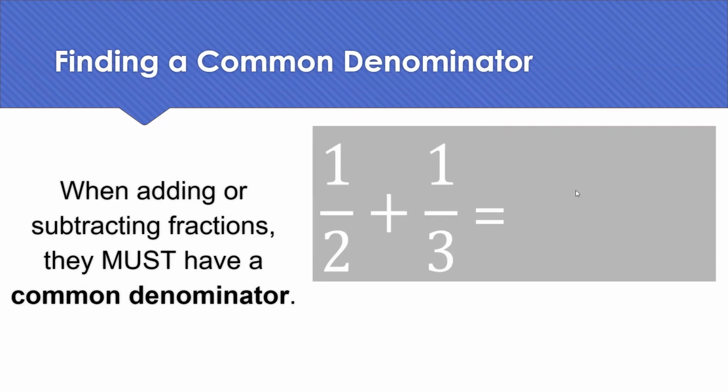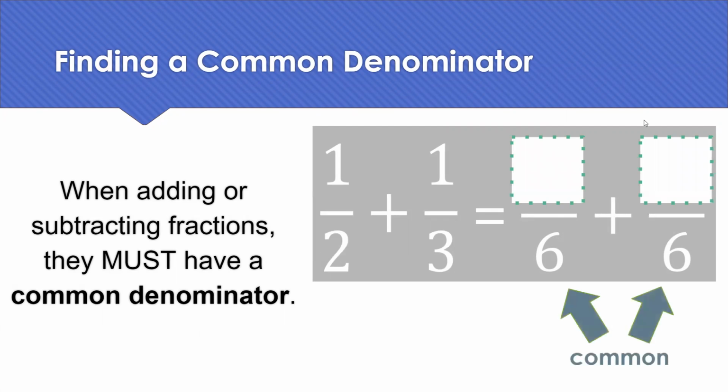When we're adding or subtracting fractions, they must have that common denominator. We just found that the least common multiple of 2 and 3 is 6. So when I'm rewriting these fractions, I know that I'm going to have to write 6 in my denominator. The next thing I need to figure out is what my numerators are. So in math, we can't just magically change things. There's some mathematical reasoning behind everything that we do.